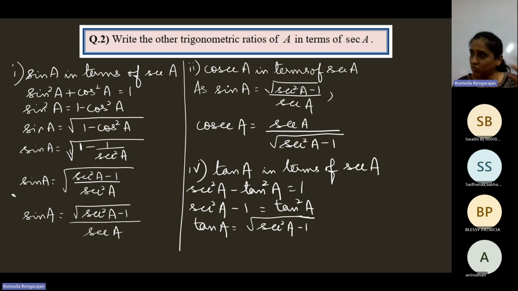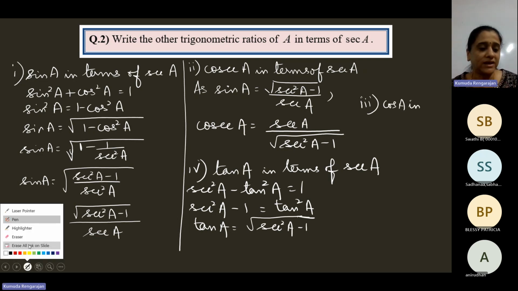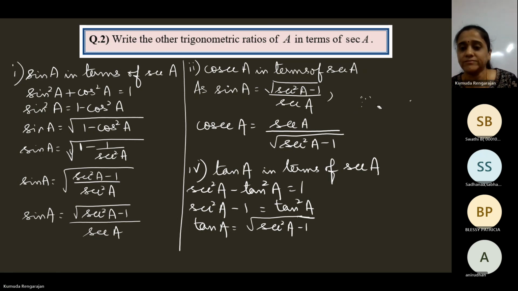Okay. So after sine, what should you write? Sine I wrote, and then I wrote cosecant, that is the reciprocal. Next, what should I write? Cos, no? I missed to write that. So I'm writing that, that is 3. Third, just change the number. That's all. So the third one is cos A in terms of secant A. Take another slide, but that's the third one.